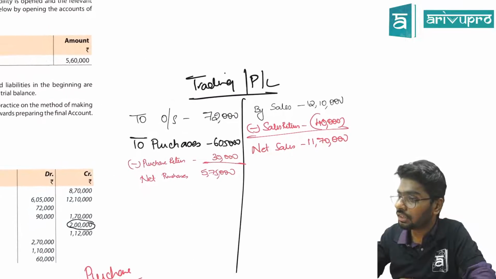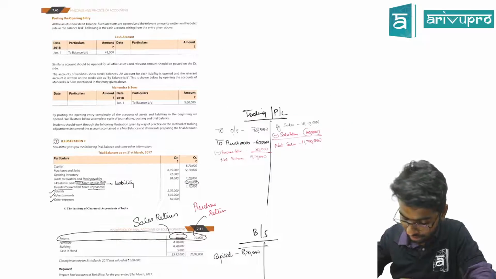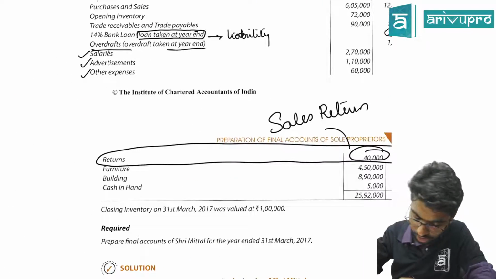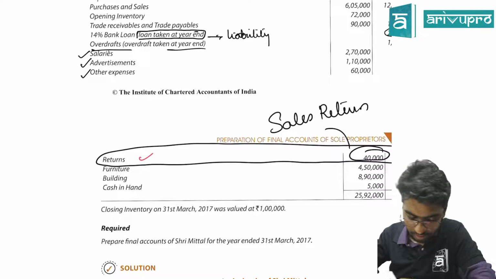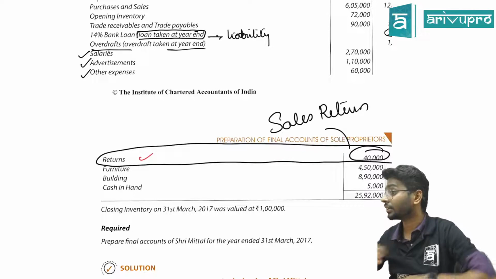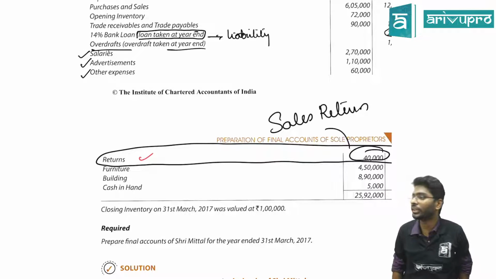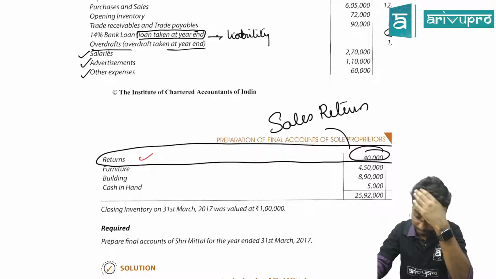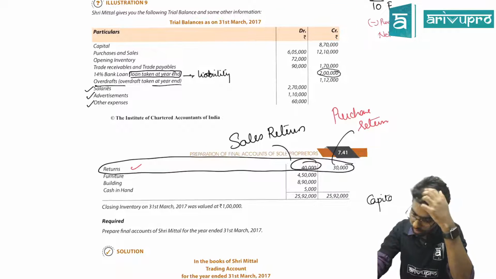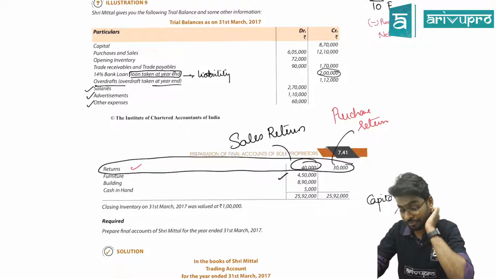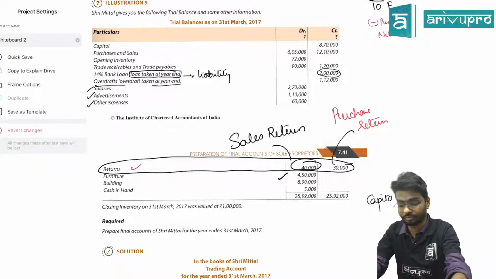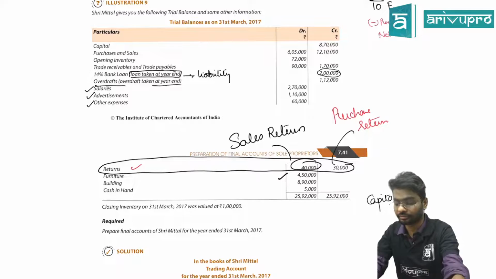Are you all clear? So we'll come back to the question. Sales return is over. Next one, furniture. Furniture is an asset, so write it on the asset side. 4,50,000. Next one.